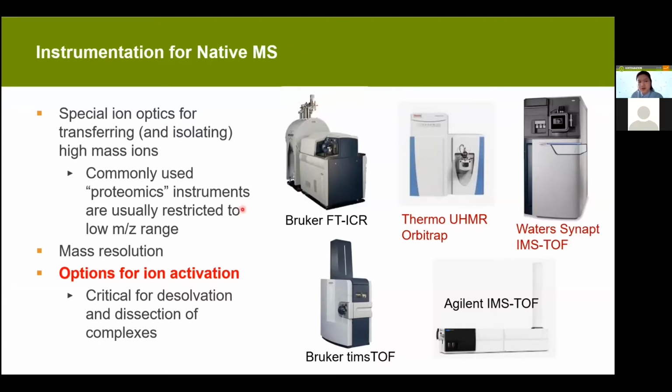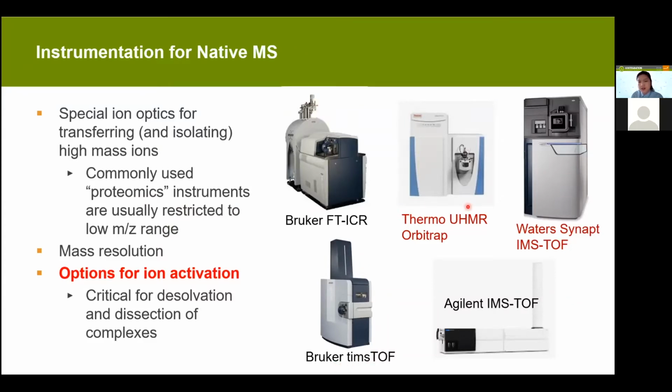It's because you typically need some specialized instrumentation to perform this experiment because of the high mass of those native protein ions. A lot of the commonly used proteomics instruments are usually restricted to relatively low mass-to-charge range, so you won't be able to detect those or transfer them effectively for analysis. And there are several different models that are compatible with native mass spectrometry analysis. At EMSL, we have almost all of them except the Bruker timsTOF.